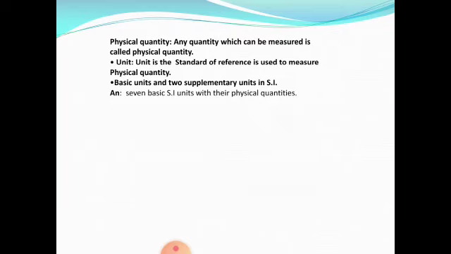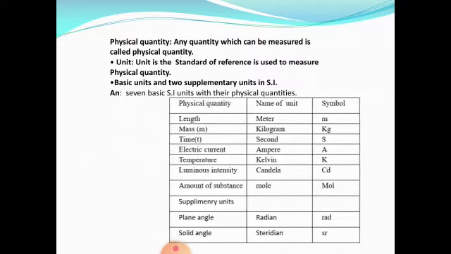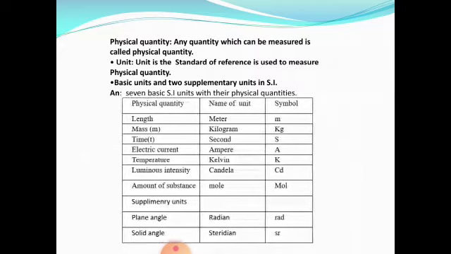The physical quantities which are derived from one or more fundamental physical quantities are called derived physical quantities. They can be derived from one another. Example: area, volume, speed, velocity, acceleration, etc.